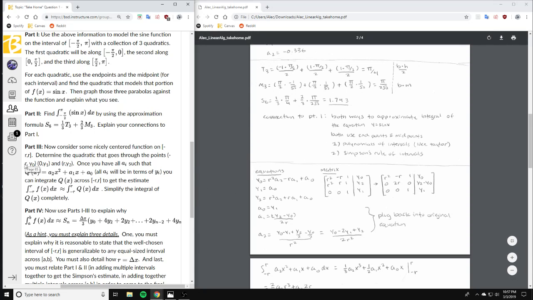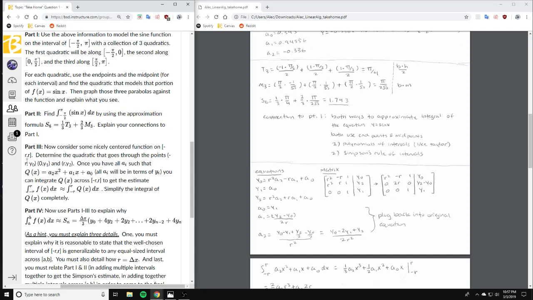So if x equals -r, y equals y0. So y0 equals r squared times the coefficient minus r, which is -r, times the coefficient plus a0. Do that for all three points, right? Put it into a matrix, augment it, find the system of equations, 3 coefficients, 3 variables, and 3 equations. We will end up with 3 answers.